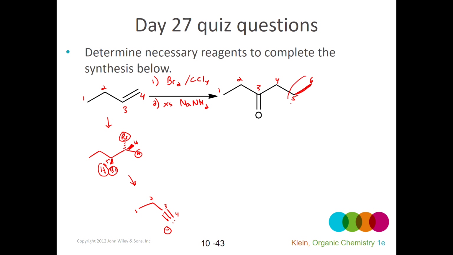I need to add 2 more carbons to my chain. So the next thing I'm going to use is a 2 carbon with the leaving group. That should attack, push out the leaving group, and now these last 2 carbons are now on my chain.